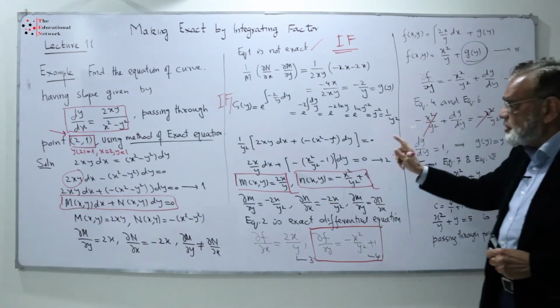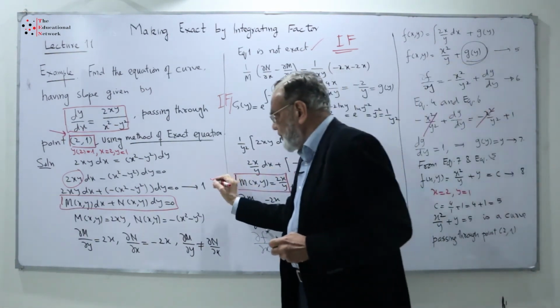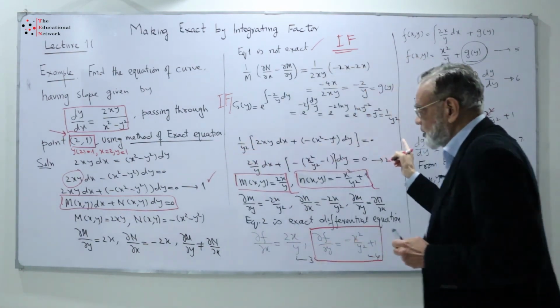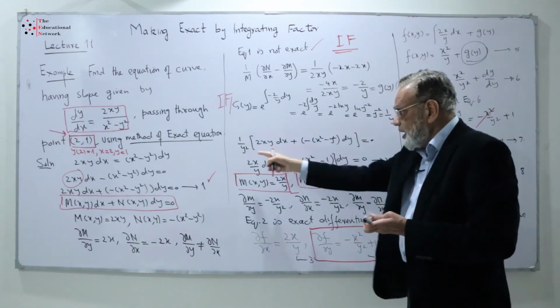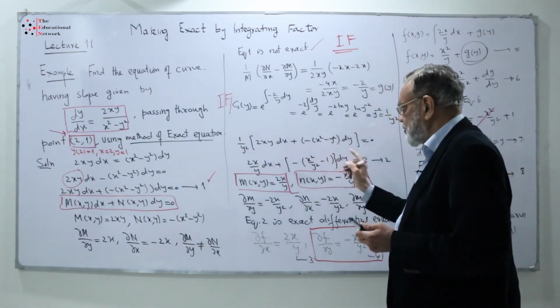So now we multiply our equation 1 with the integrating factor. So I get here 2xy dx minus, taking 1 upon y squared, this is 1 upon y squared is minus 1.